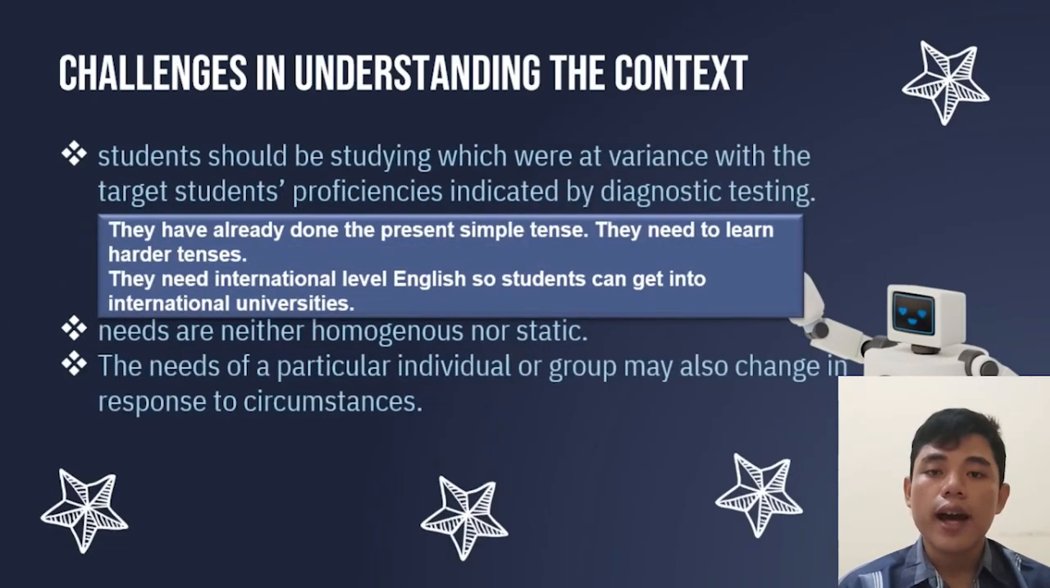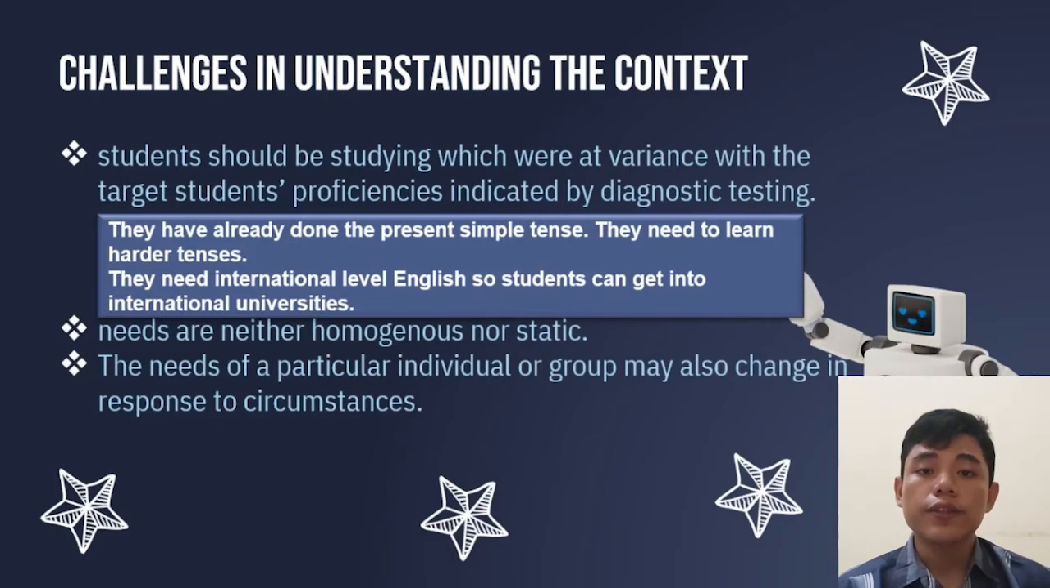Many teachers and other educational decision makers have strong opinions about what their students should learn that differ from the proficiency of the target students demonstrated by diagnostic testing. Some examples they expressed: they have done the simple present tense, they need to learn more difficult tenses, they need international level English in order to enter international universities.